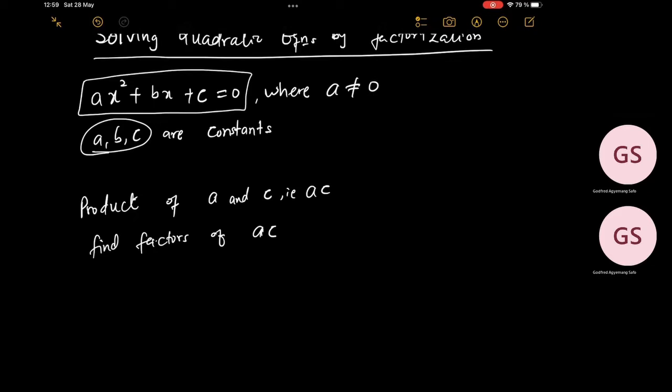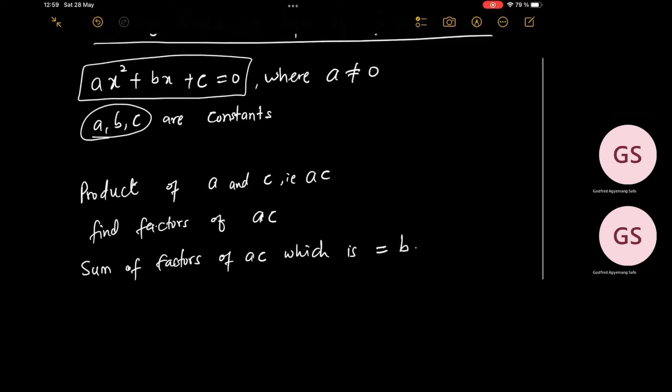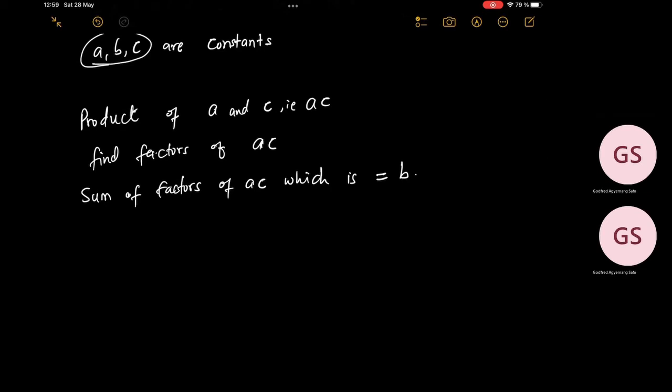So the sum of factors of ac is equal to b. Then you express b in terms of these two factors, and then we can solve the quadratic equation.